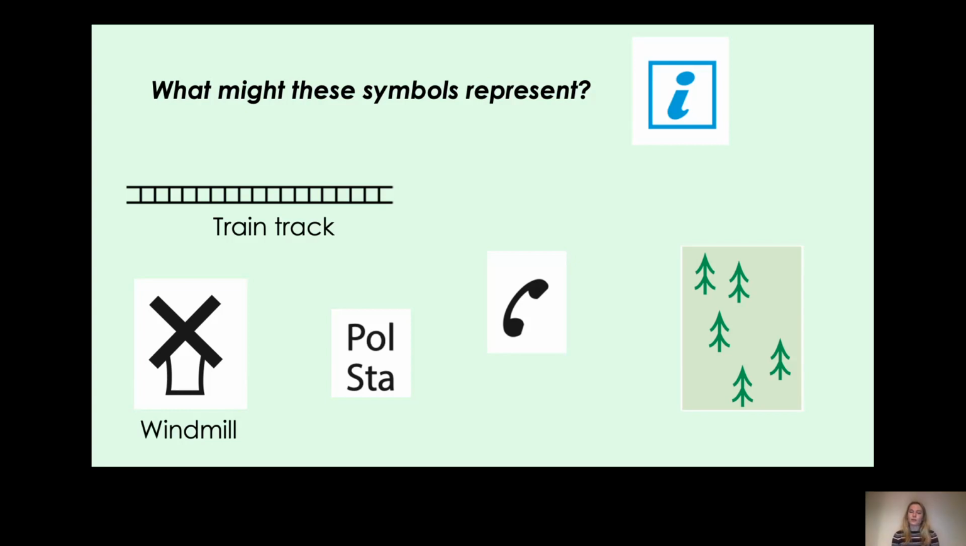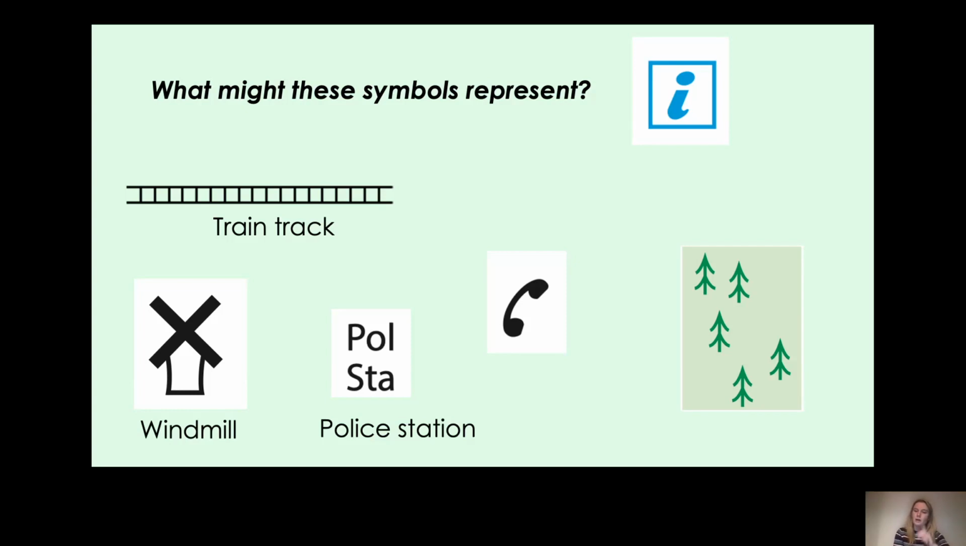Now we have four more symbols. I would like to pause the video and see if you can work out what these symbols represent. Okay, so let's go through them together. Well, we have two shortened words here. We have pol and we have sta. Okay, what are they the shortened words of? Yes, fantastic. We have police station because we've got the POL of police and the STA of station.